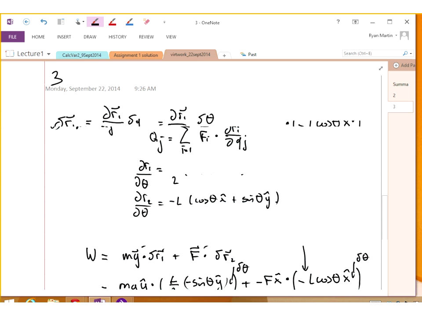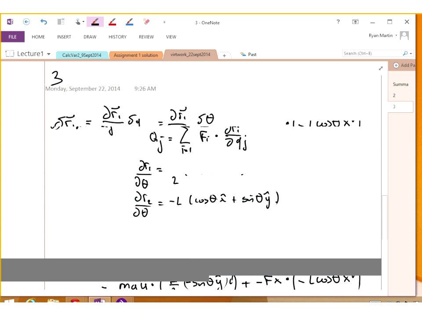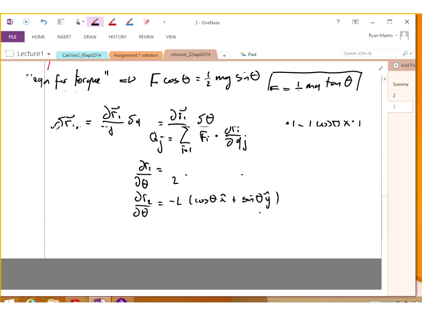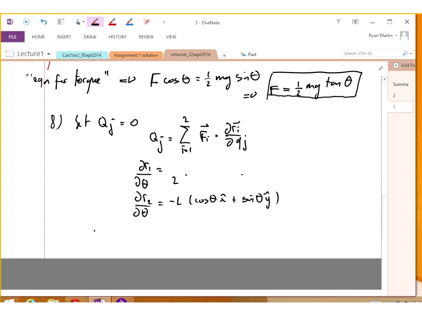And so the generalized force Q, there's only one j, the θ, so let's call it Q_θ. So that's the first force, which is mg in the y direction, so that's again going to pick up, it's a dot product, only the sin θ component. So that's mg times minus L over 2 sin θ.